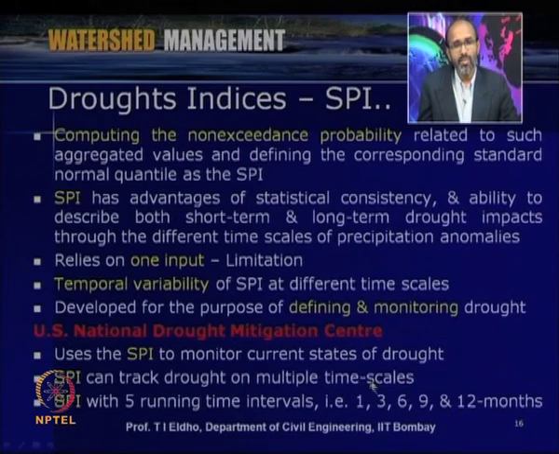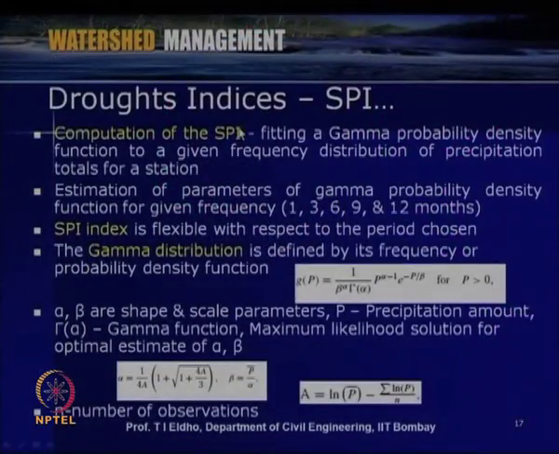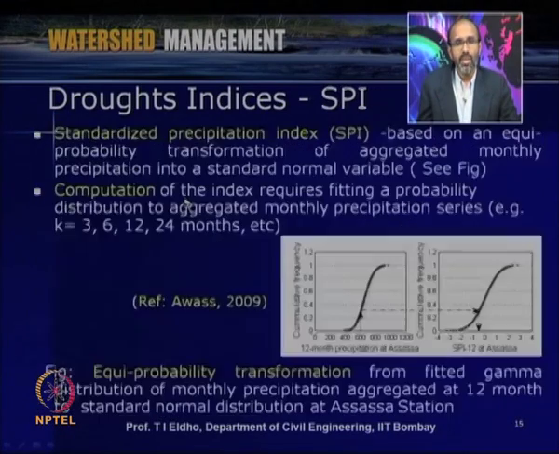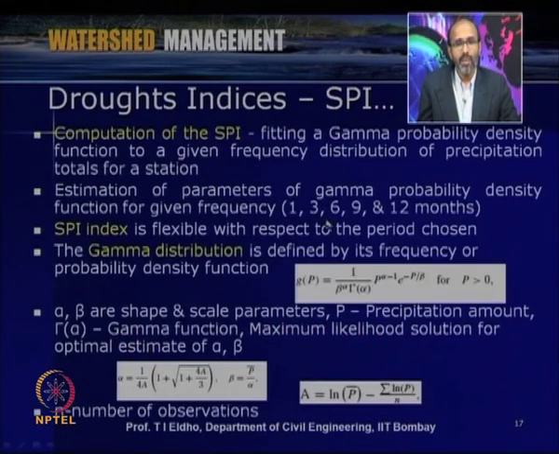So, these are some of the advantages of the SPI based drought analysis. Then, as far as the SPI calculation is concerned, computation of the SPI is based upon fitting a gamma probability density function to a given frequency distribution of precipitation totals of a station, as shown in the previous slides. As I mentioned, we do a gamma distribution curve fitting.